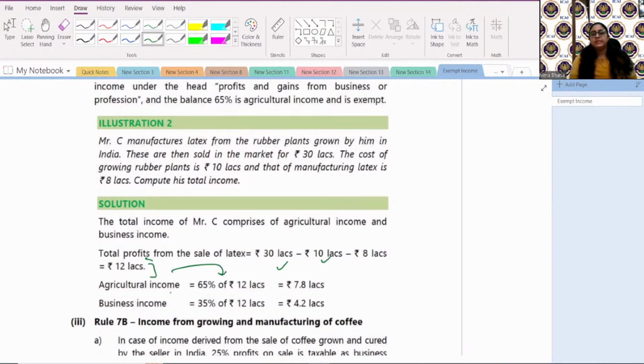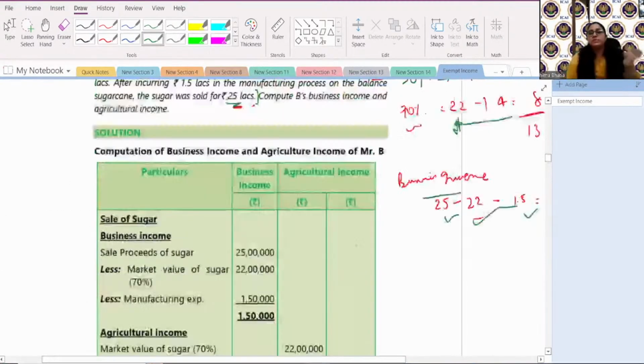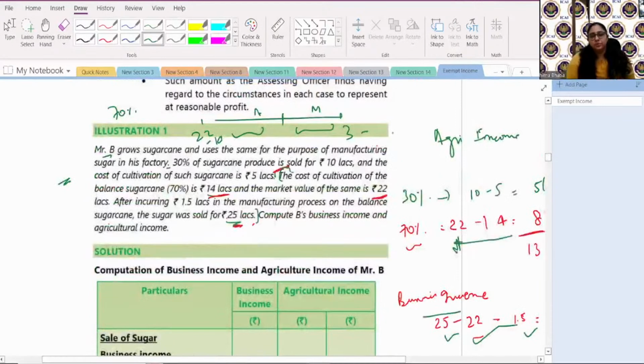But in that, 65% is agricultural income, 35% is business income. That's it. You don't have to do anything further. But these are only for these three items, rubber, coffee, and tea. For others, you will derive it in the 2 stages, which we discussed in this example. Any doubt, students, you can take your time.